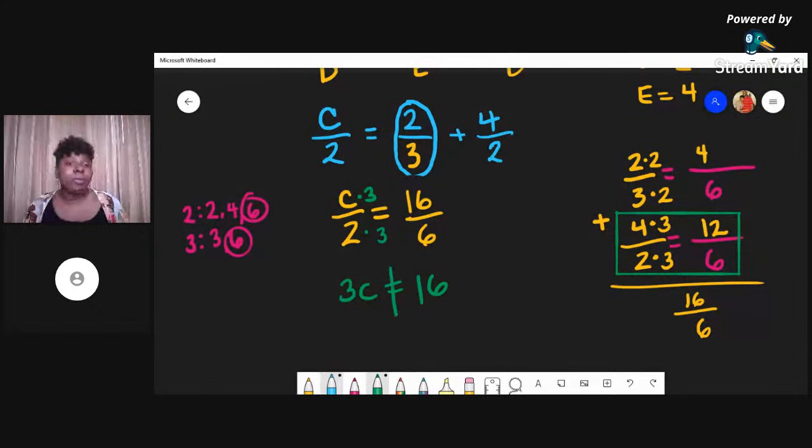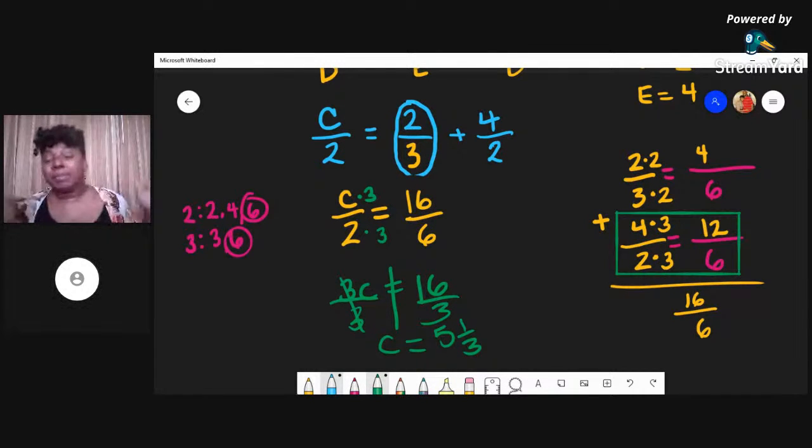Right? And so what would we do to solve? So you would really just have to divide 16 by 3. Yeah. Okay. And so C equals 16 thirds, or C equals 5 1/3. And you could leave it. Okay. Sure. I just made this up off the top of my head, so that's why it was ugly.